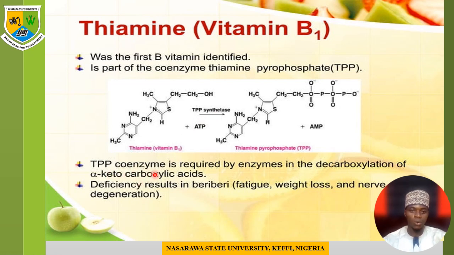The thiamine pyrophosphate coenzyme, that is TPP, is required by enzymes in the decarboxylation of alpha-keto carboxylic acids. For example, the pyruvate dehydrogenase complex converts pyruvate, a 3-carbon compound, to acetyl-CoA, a 2-carbon compound, by a decarboxylation reaction.